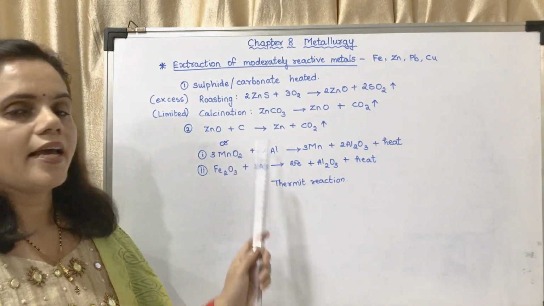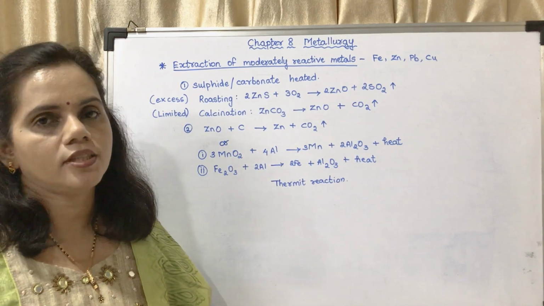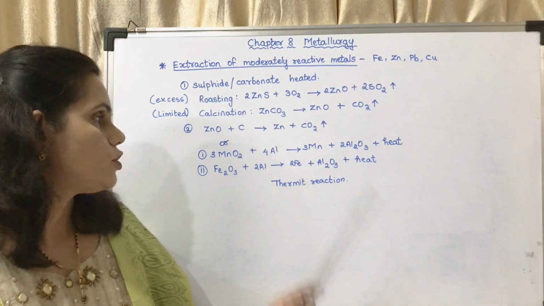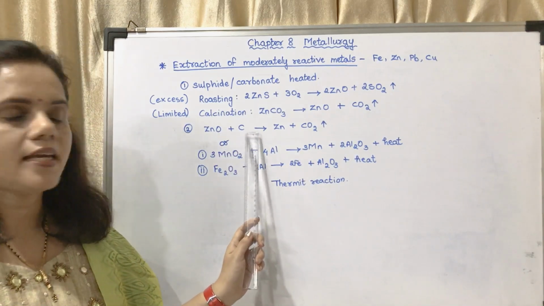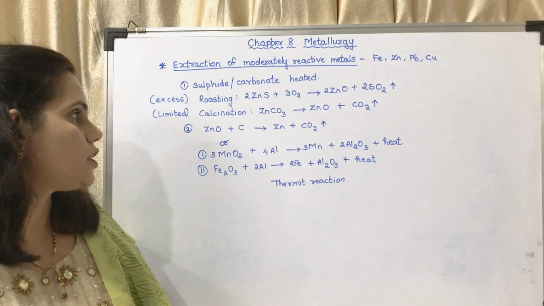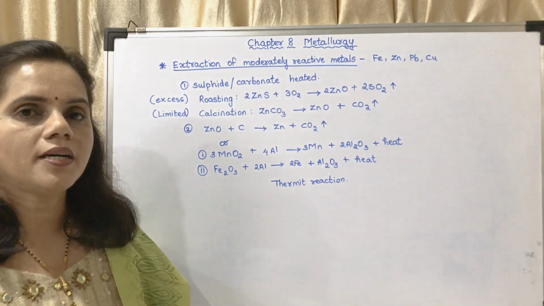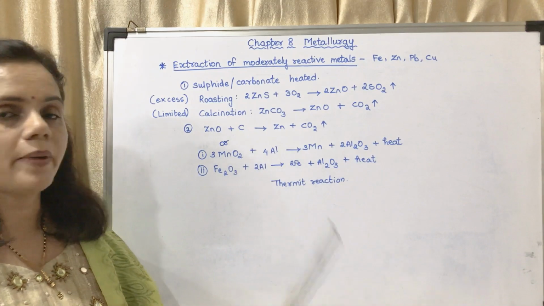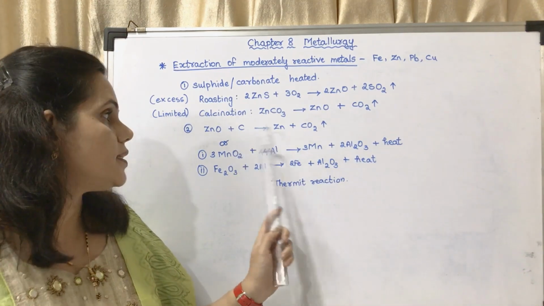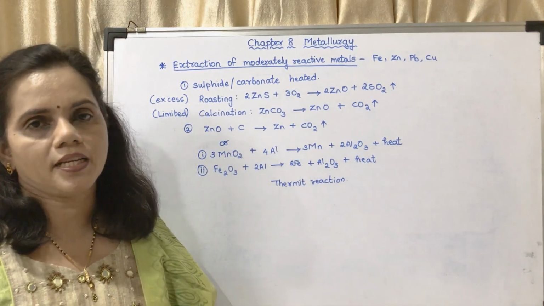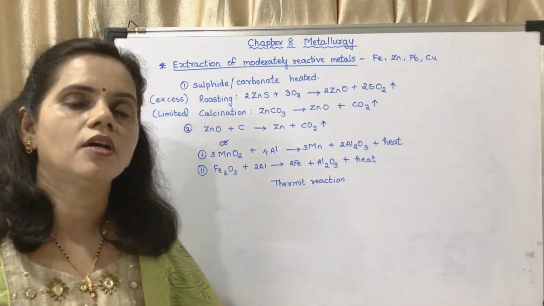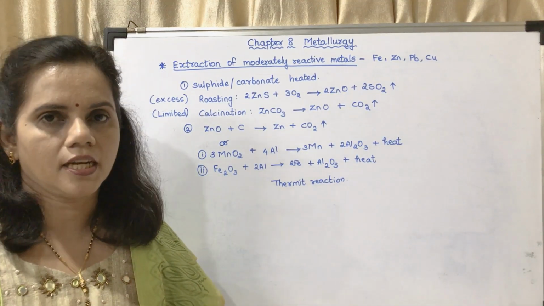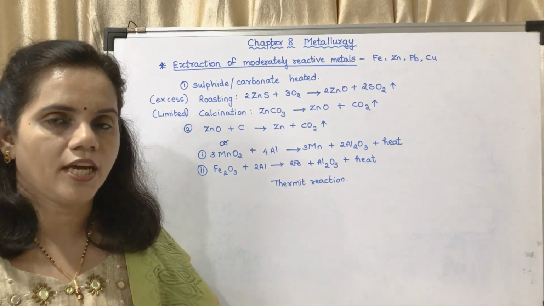It is made to react with carbon, which is a reducing agent. Reducing agent means it will take away that oxygen. So ZnO plus C will form Zn plus CO2. Now this reaction is not balanced, you may balance it, but this is to show you the displacement reaction or the reduction reaction. Why is it a reduction reaction? Because it is taking away the oxygen. So it is the reduction reaction.